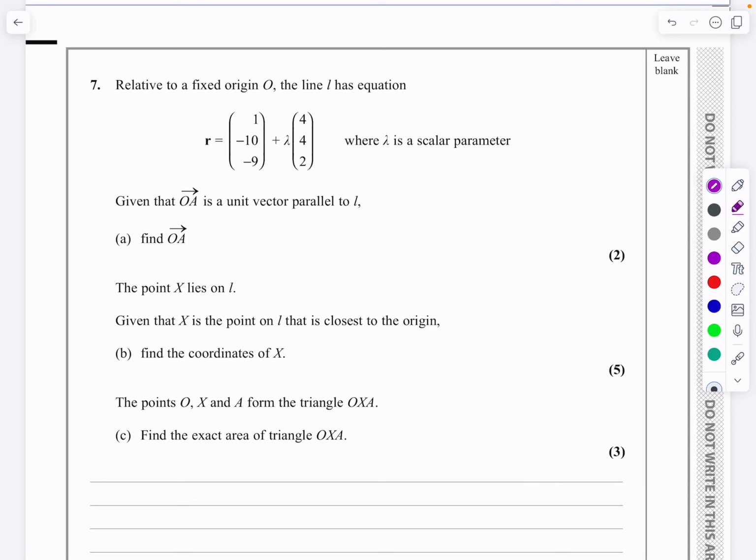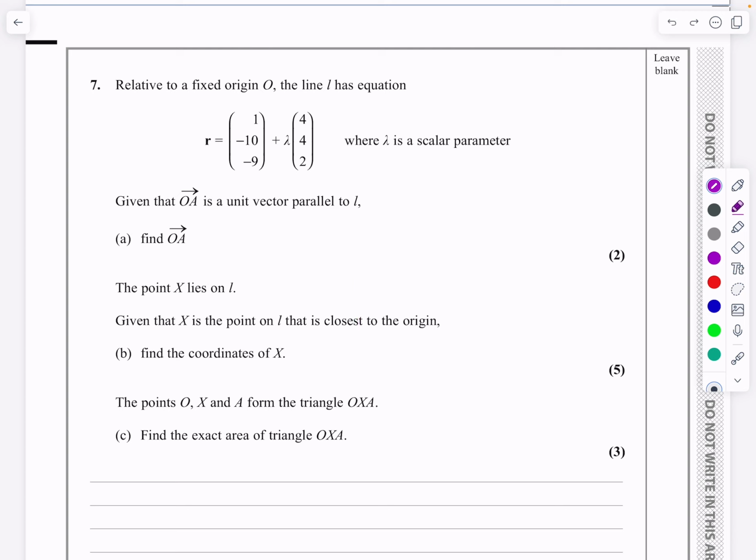Okay, this is the P4 paper from June 2021. It's question number 7. And as we can see, this is a vectors question. And in particular, when we get down to this part here, it's going to be solving geometric problems in 3 dimensions. So let's have a look at the question.